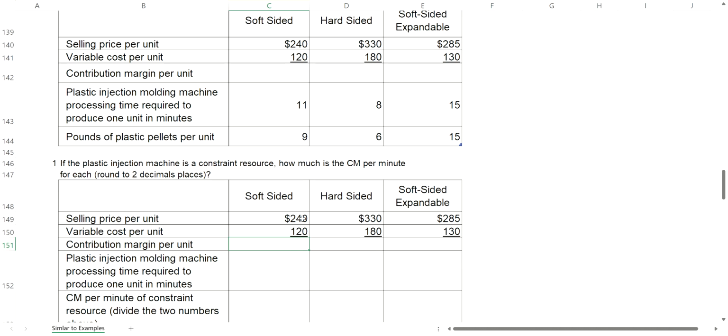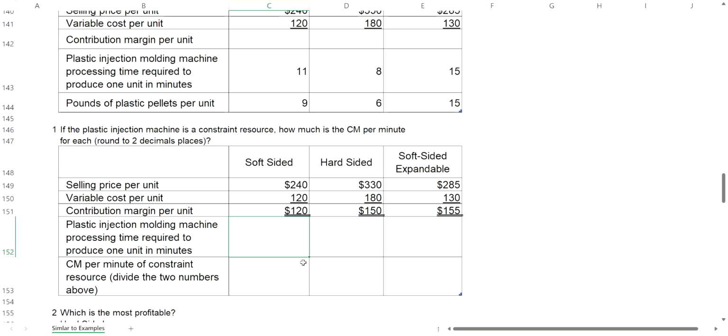So for soft-sided, I will take 240 minus 120. That gives me 120. For hard-sided, 330 minus 180 gives me 150. And for soft-sided expandable, 285 minus 130 gives me 155. Now, in this case, it is going to be the plastic injection molding machine that's our constraint resource. So I'll bring down the information for that: 11, 8, and 15.